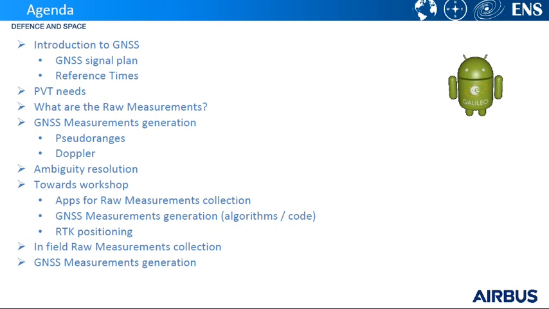With the next slides, we will try to answer the question, what are the raw measurements? Then we will explain how to convert raw measurements into GNSS measurements like pseudoranges and Doppler. After that, we will take a look into ambiguity resolution. Then we will present apps which can be used for raw measurements collection. We will check algorithms and code which can be used for GNSS measurement generation. And finally, we will go through the data processing in the RTKLIB.